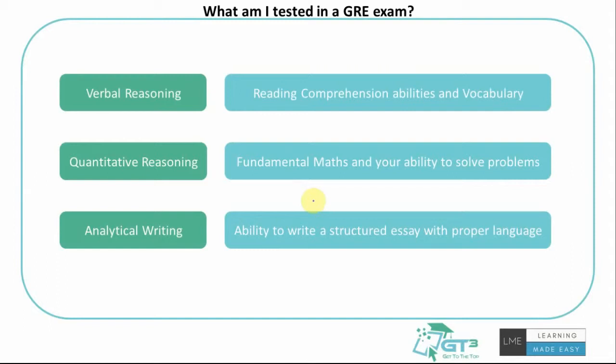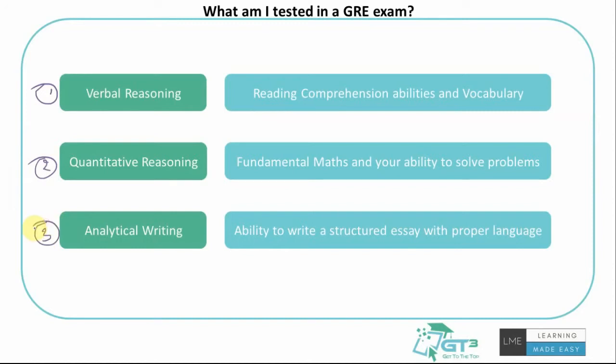Generally we have three areas that you will be tested in. Verbal reasoning. That's basically testing your reading comprehension abilities and vocabulary in multiple formats. Next, quantitative reasoning. That's simple math, school level math. You need to be good at that. They look at your fundamental math concepts, how well you know them and how well you can apply them to solve problems. And finally, analytical writing is basically writing 2 essays.